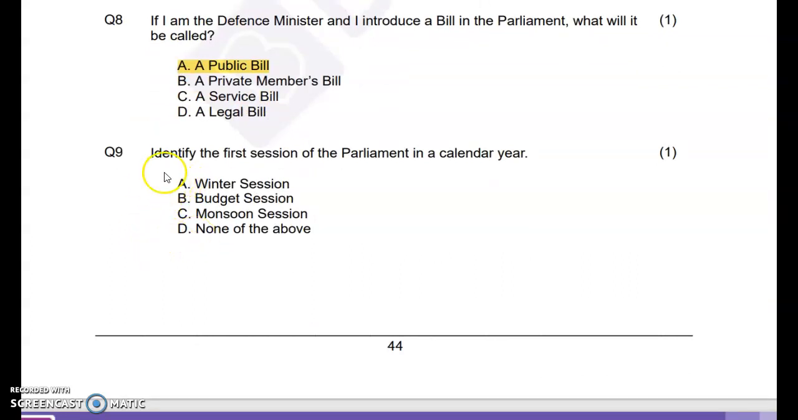See the options and I'll directly tell you the answer. Now I'll not dictate the options. It's wasting our time, right? The answer is budget session.